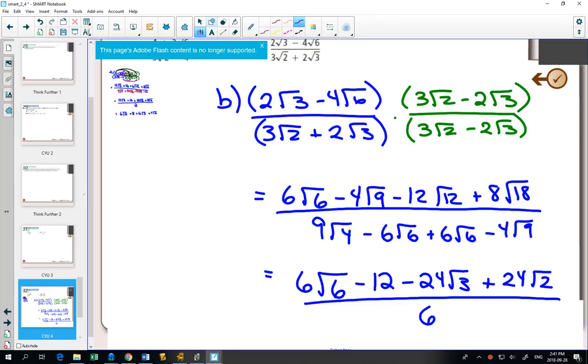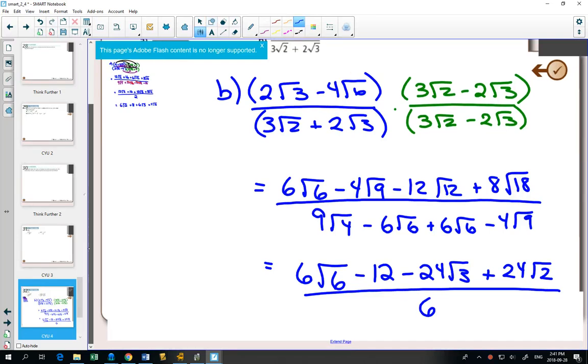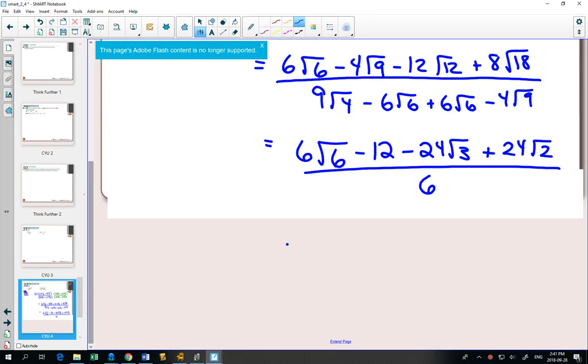Do each of those 4 on the top divide by 6? They do, so we can keep going and simplify it further to be root 6 minus 2 minus 4 root 3 plus 4 root 2. Are any of the terms on the top like radicals? Can we combine any of them? No. So we are done.